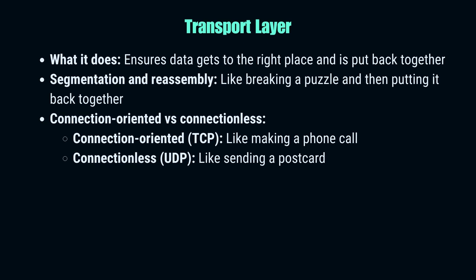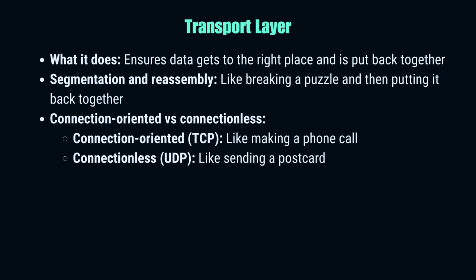This layer breaks large messages into smaller segments, which are easier to transmit and manage. It also handles reassembly of these segments at the destination, ensuring they're put back together in the correct order. There are two main protocols at this layer, TCP, Transmission Control Protocol, and UDP, User Datagram Protocol. TCP is like sending a package with tracking and delivery confirmation. It's reliable but slower. UDP is like regular mail, faster but with no guarantees.